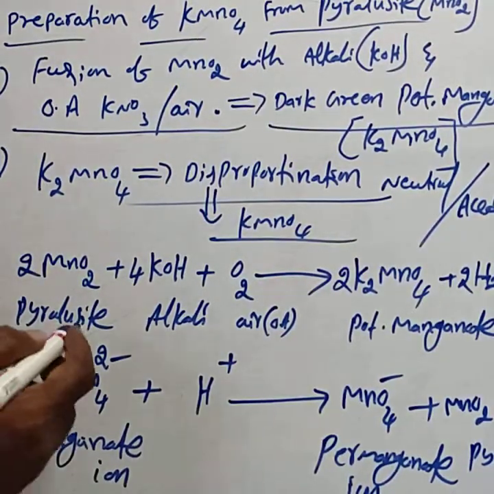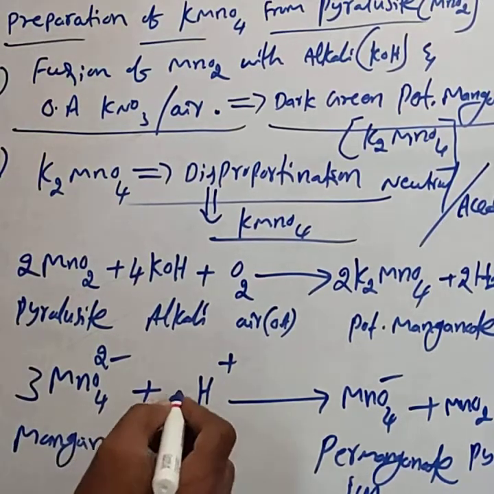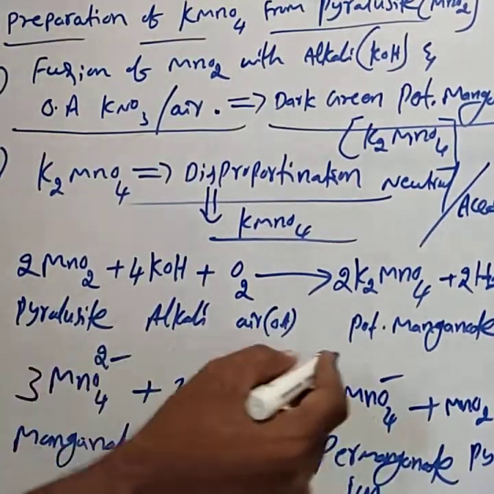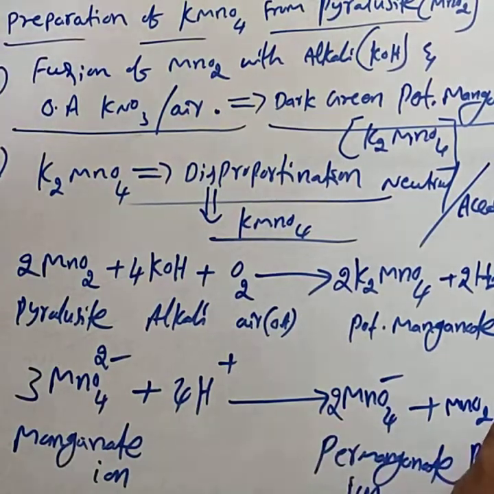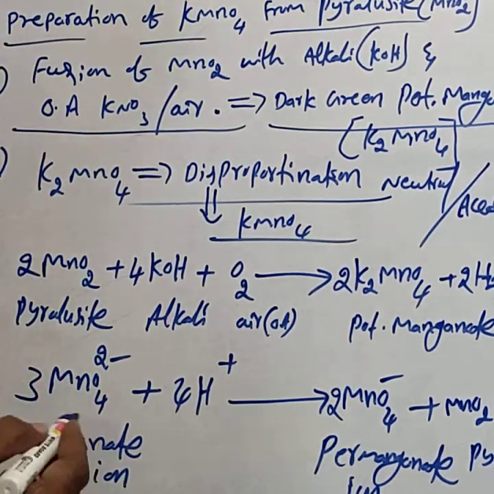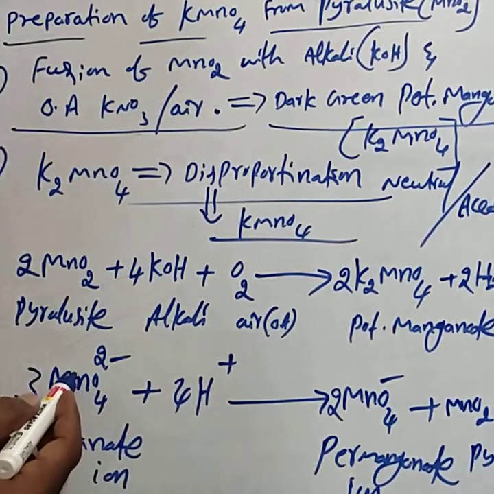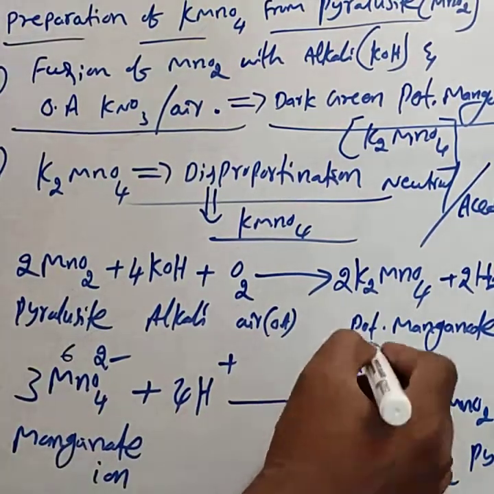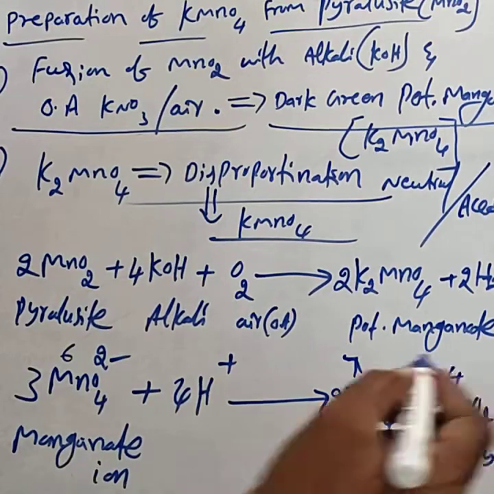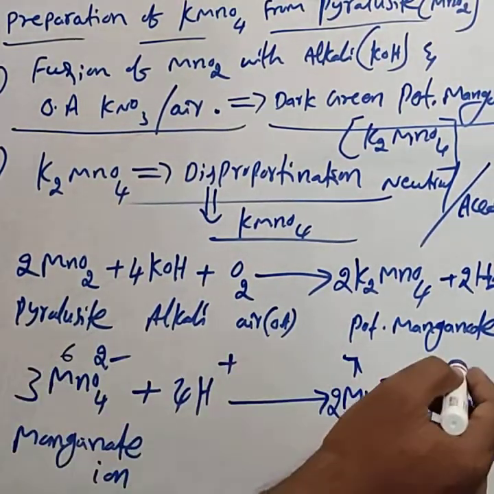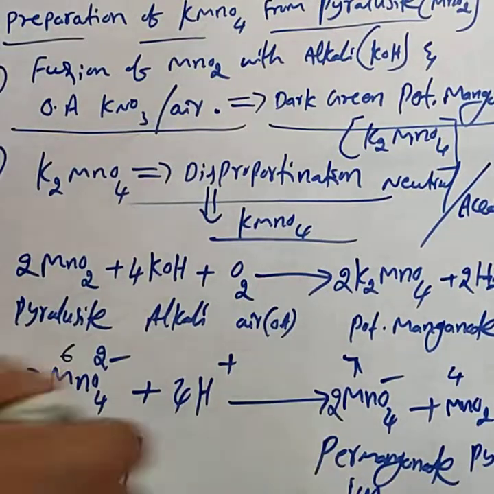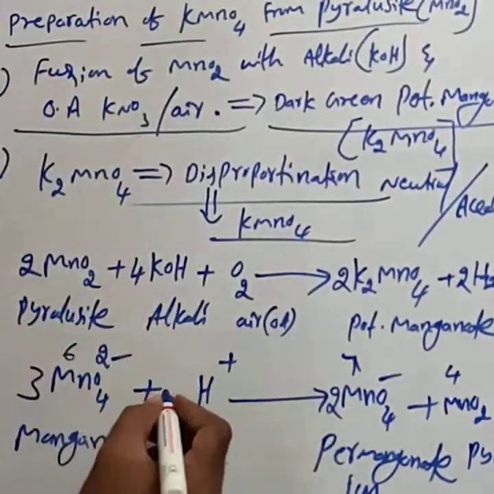This is the reaction. Finally, balance it: 3MnO4 2 minus, 4H plus form 2MnO4 minus, MnO2 and 2H2O. Charge is very important: here 2 minus, here minus 1 charge. You observe the manganate ion undergoes disproportionation because Mn undergoes both oxidation and reduction. Here the oxidation state is plus 6, here plus 7, and here plus 4. Plus 6 to plus 7 means oxidation. Plus 6 to plus 4 means reduction. The same element undergoes both oxidation and reduction, hence this reaction is called a disproportionation reaction.